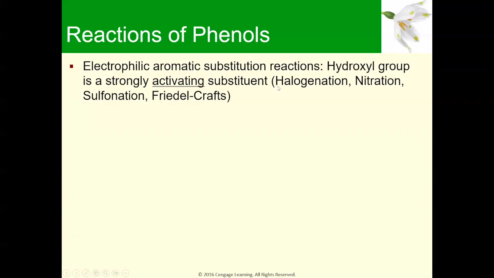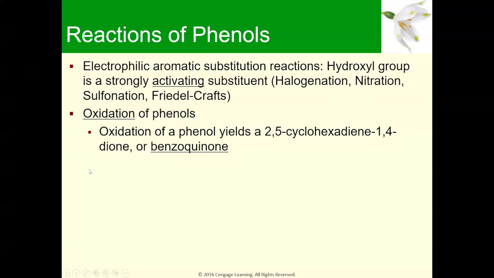And so other substitution reactions might occur relatively easily, like halogenation. If you wanted to put a chlorine or bromine or something on the benzene ring, that goes well. If you wanted to put a nitro group, that's what we would do with nitration. If you want to put a sulfonic acid group on there, or even like a Friedel-Crafts reaction. All of those substitution reactions will occur faster on a phenol than they will on a normal benzene ring.